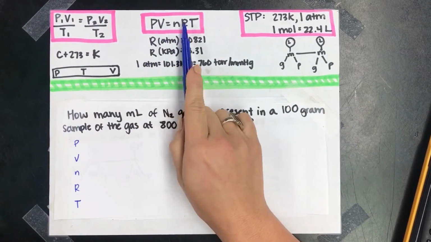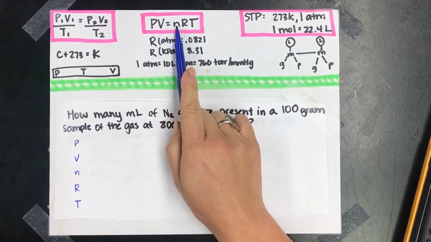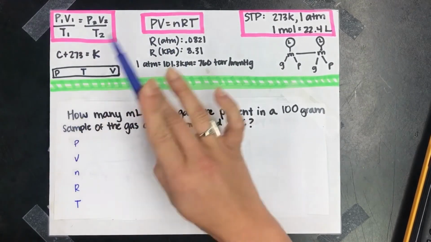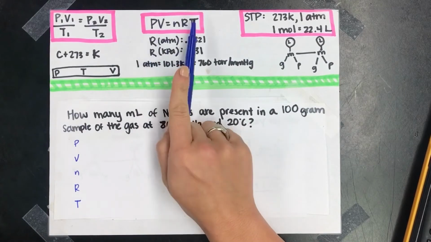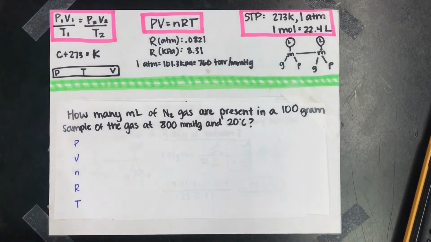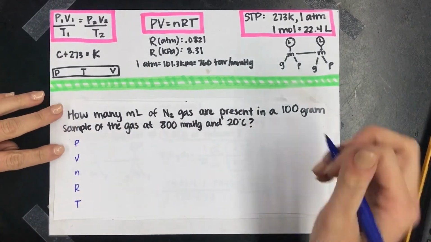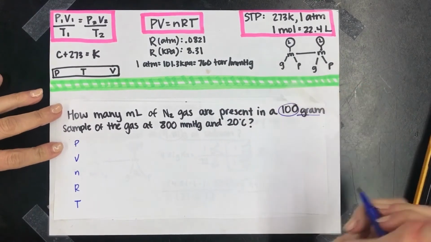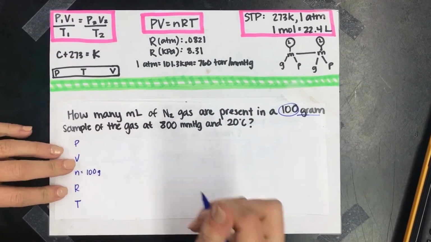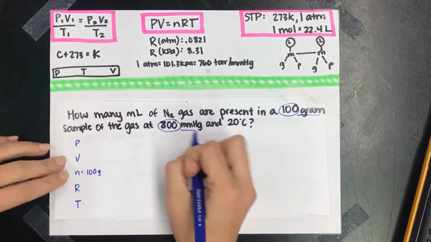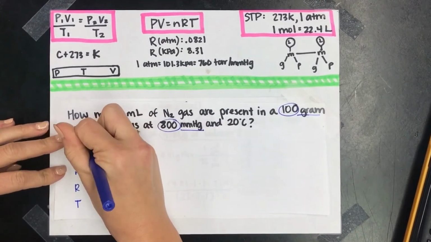Volume has to be in liters. N is the mole. We can convert, from or to, but this is going to be the mole. R, depending upon the P, and then temperature has to be in K. So, I see this, 100 grams. That best fits right here with N. 800 millimeter mercury, that is pressure.